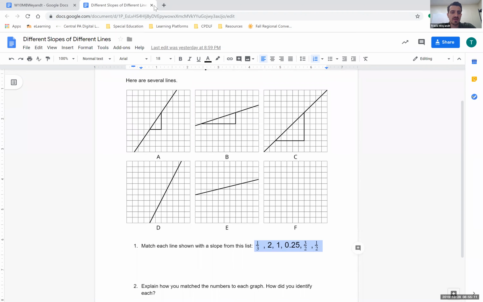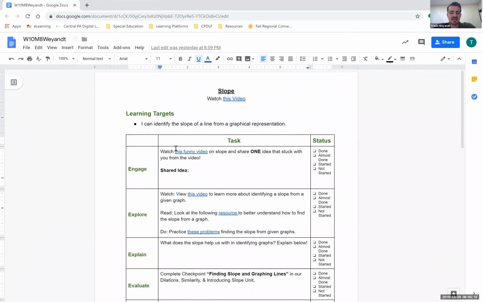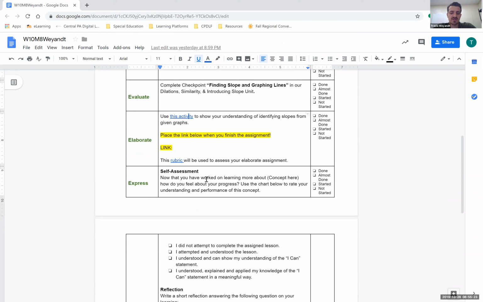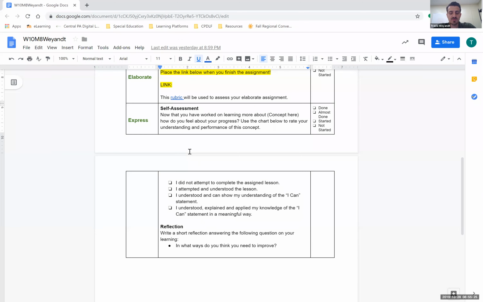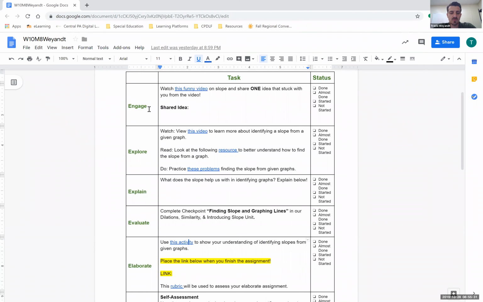So it goes back to that target, right? Your learning target of, again, I can identify the slope from a line of graphical representation and be able to explain why or how you did that process. And this elaborate section is going to do that. And then the express section, in what ways do you think you need to improve? So look back through the lesson and find ways, maybe one of these sections you need to improve or give more input, and be honest there.